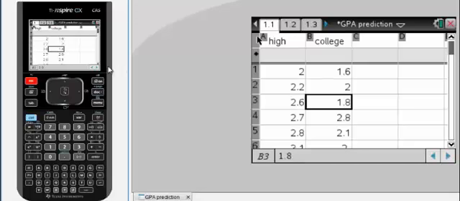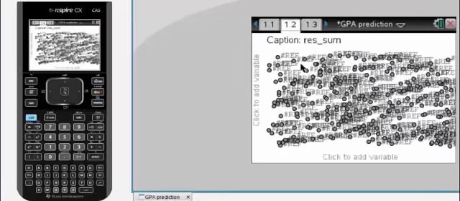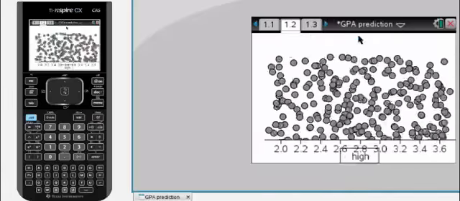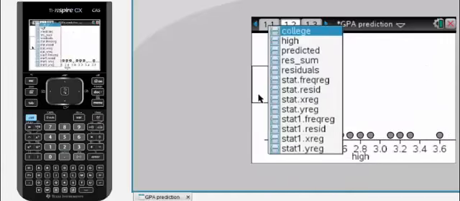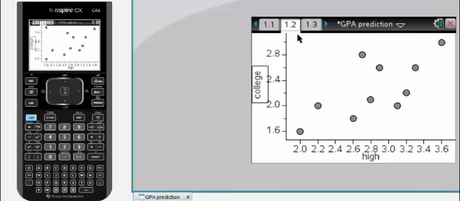So let's recap a little bit about what we did last time. Let's get a scatter plot here of my high school GPA and my college GPA and see if there's some type of correlation. And just by looking at it, you can tell it's a positive correlation.